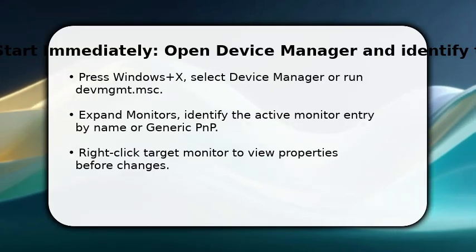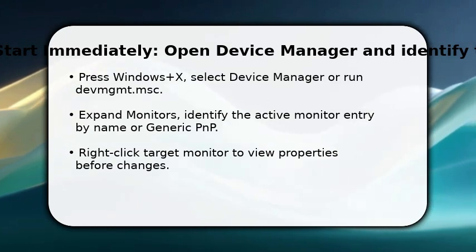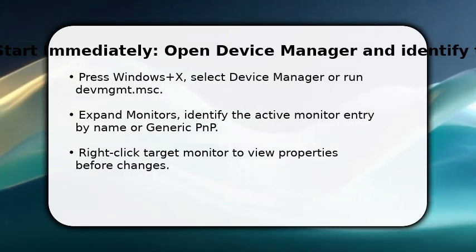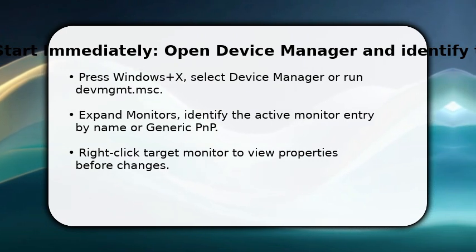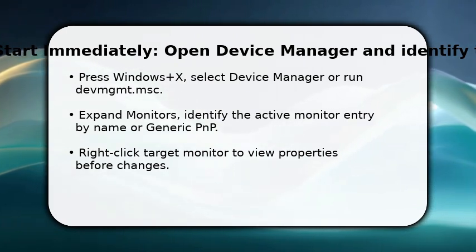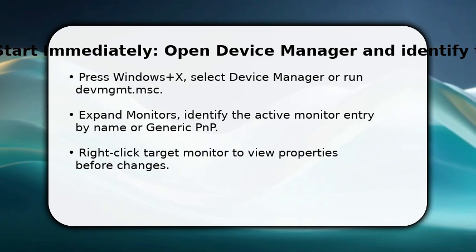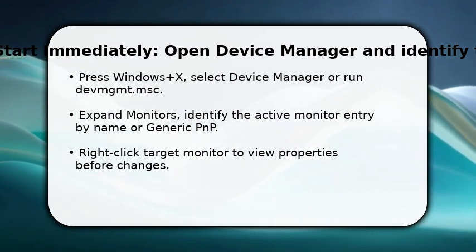You start by opening Device Manager now. Press Windows plus X or type devmgmt.msc and hit Enter. Once the window appears, expand Monitors and look for the monitor entry that matches the hardware or generic PnP.